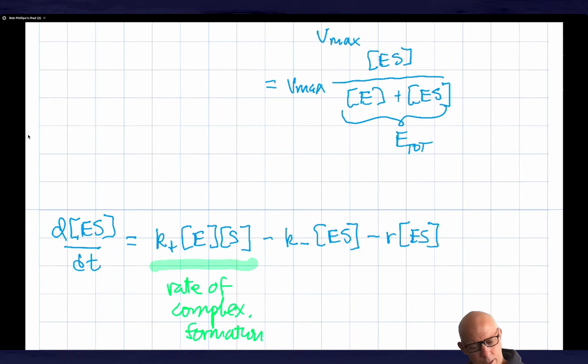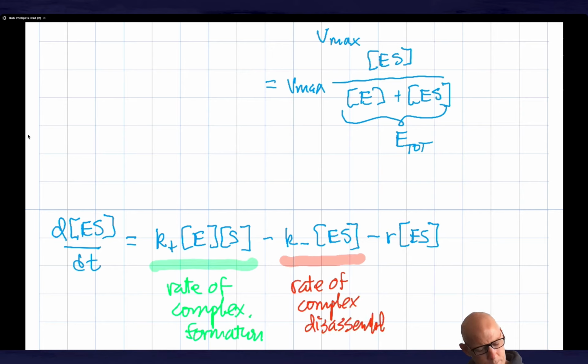And this guy is the rate of complex disassembly. And then finally, this piece is the rate of product formation.